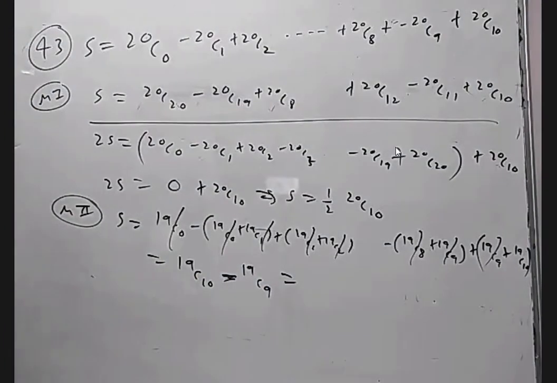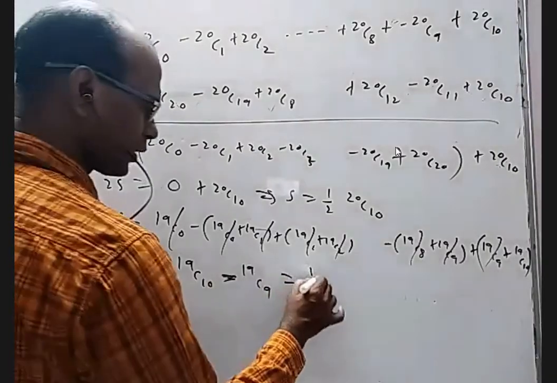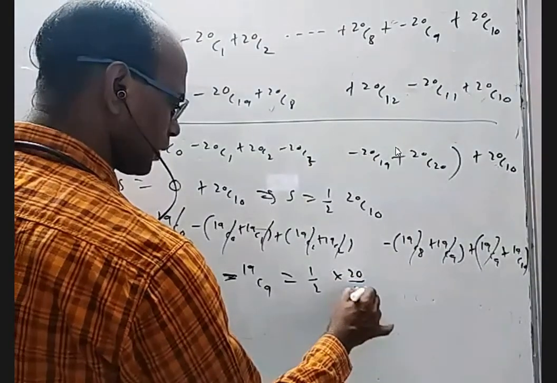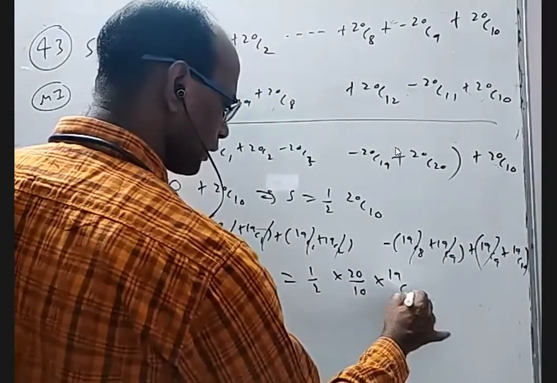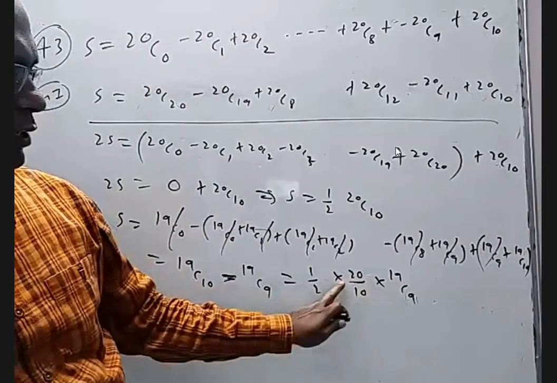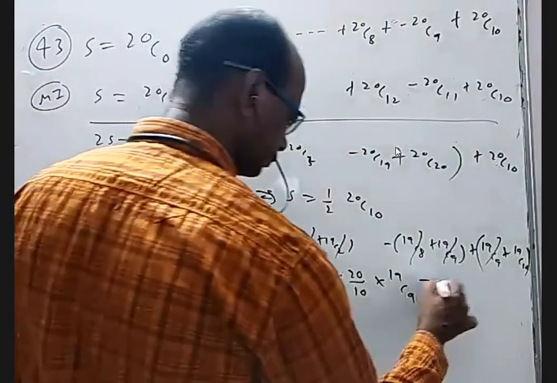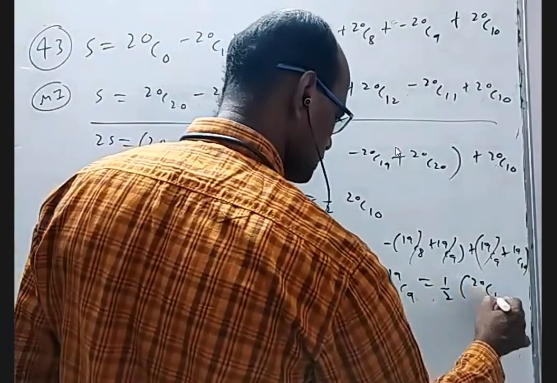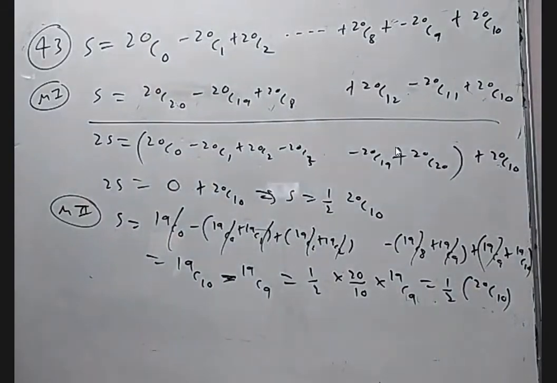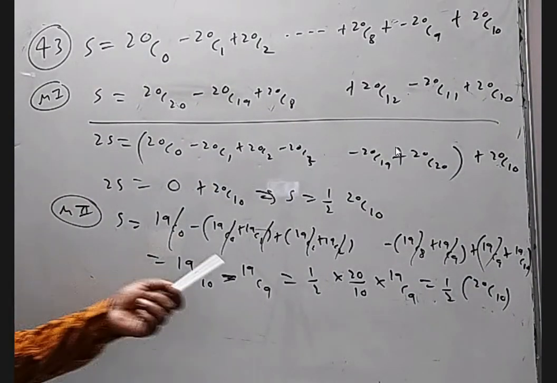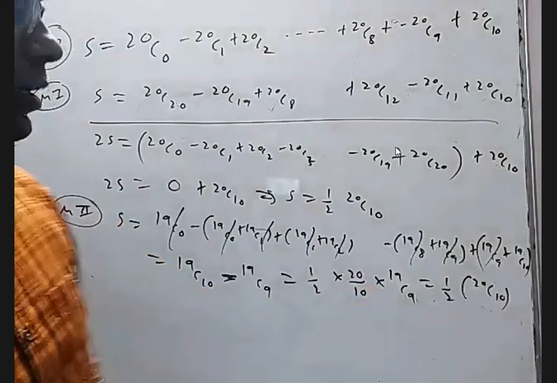How is it half of 20C10? I want to write half into 20 by 10 into 19C9. For this is one extra, for this is one extra. Together I can write the nCr formula. So half of 20C10. So the answer can be written as 19C10 or 19C9 or half of 20C10 also.